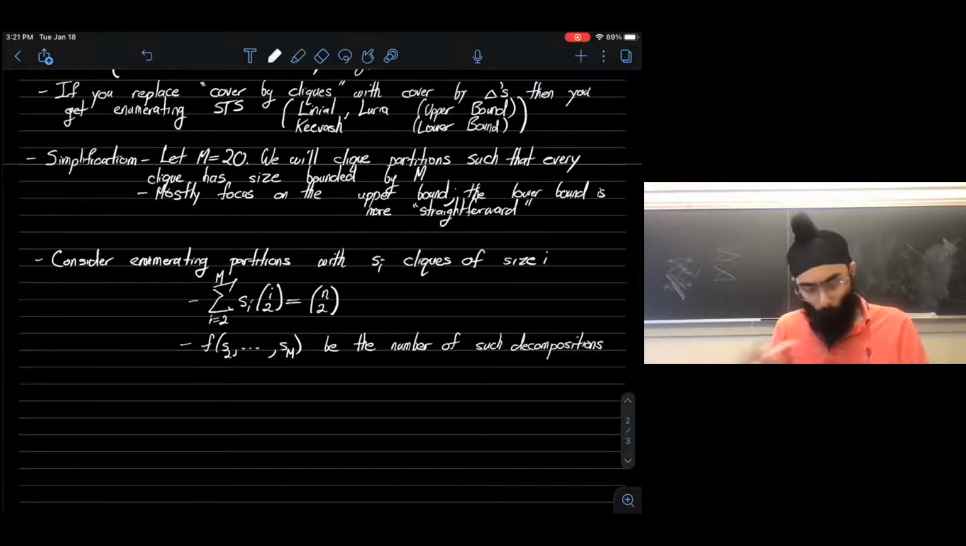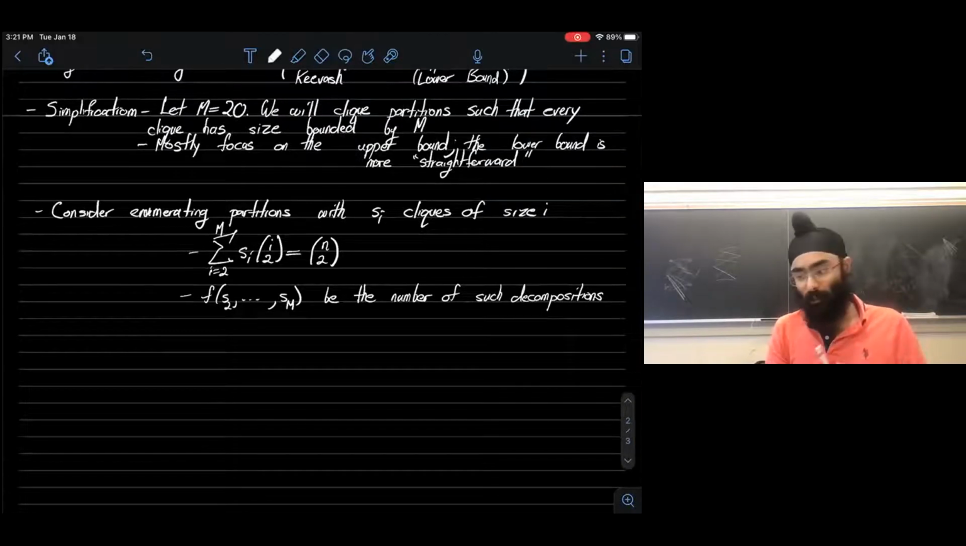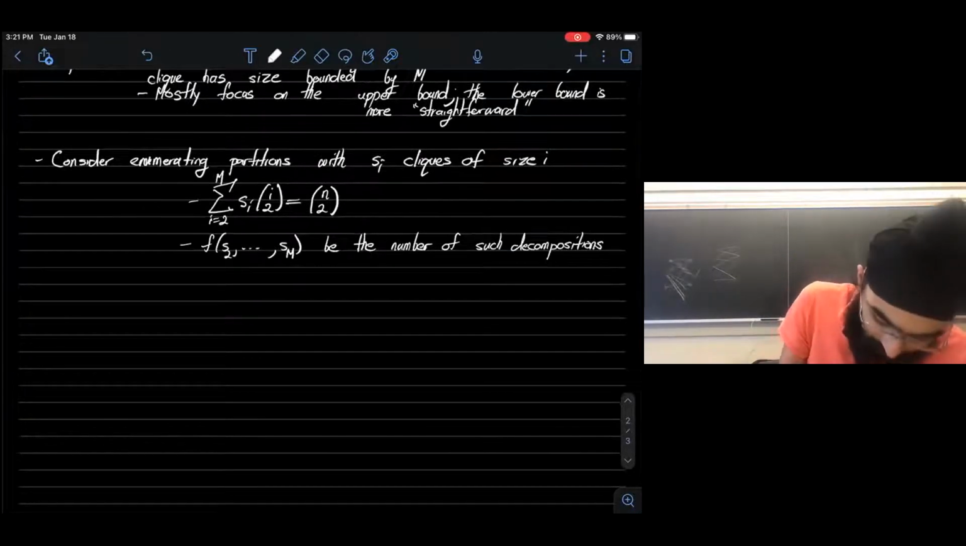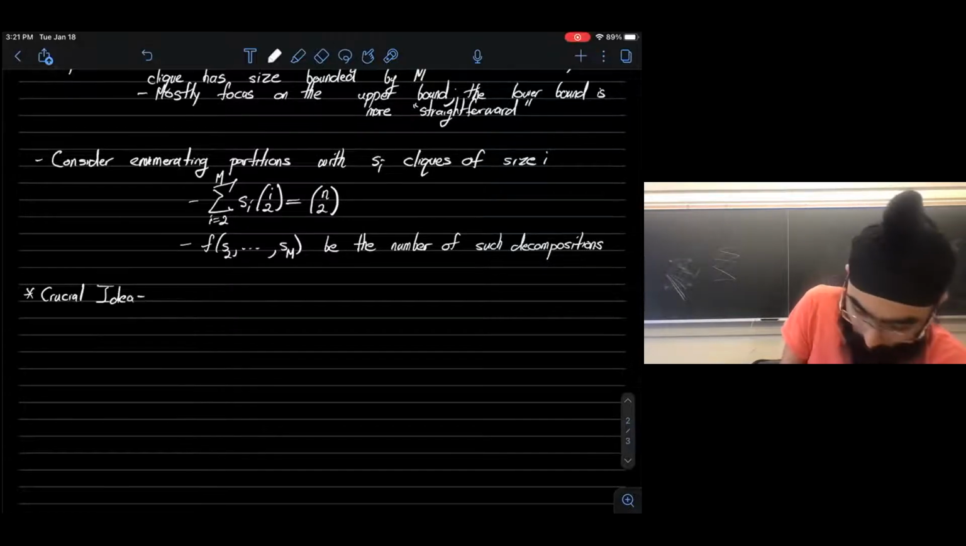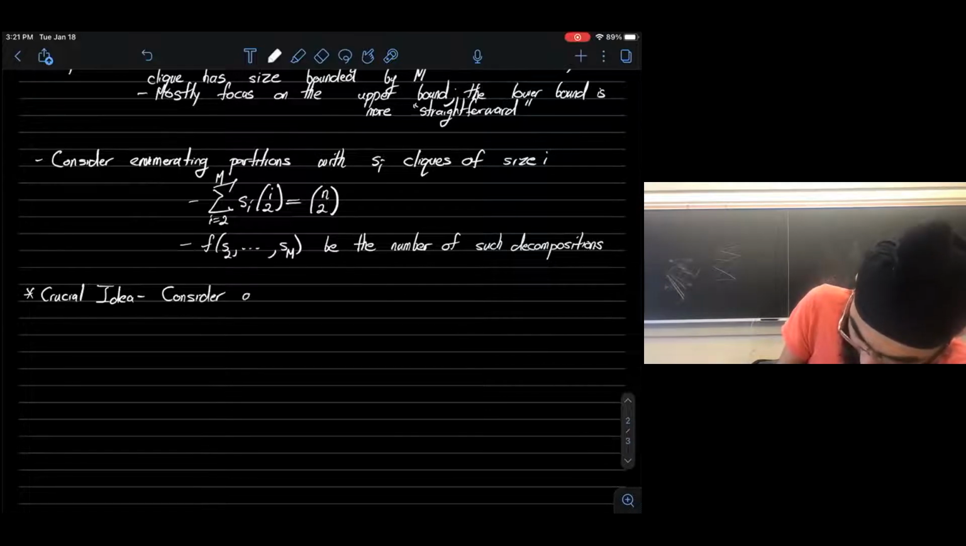Given that this is kind of an abstract thing, the crucial idea is that every clique partition has a certain amount of symmetry in it in some precise way. And the crucial idea that allows us to replace entropy is the following simple observation. Consider a fixed clique decomposition.